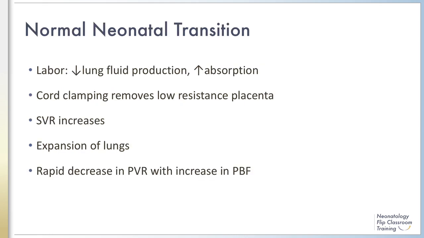During normal transition, significant change occurs in the pulmonary and systemic circulations. First, the lungs change from fluid to air-filled in a process elaborated in the fetal lung fluid program. The lungs mechanically expand with the first breath, and with cord clamping, the low-resistance placenta is removed, leading to a rapid escalation in systemic vascular resistance. At birth, there is a rapid decrease in pulmonary vascular resistance, which redirects half of the combined ventricular output to the lungs, increasing pulmonary blood flow by 8 to 10-fold. PVR will continue to fall over the first several months of life until it reaches the low levels seen in adults.